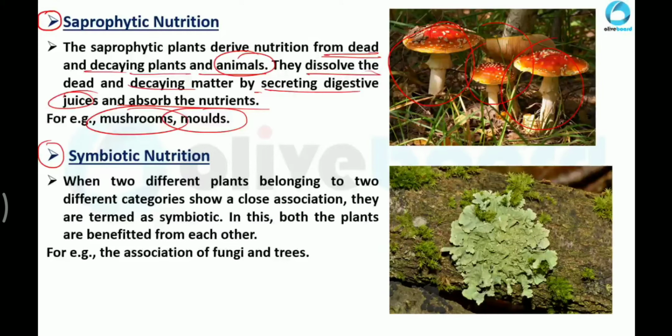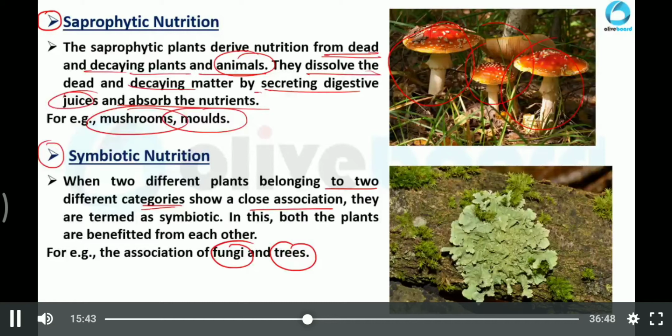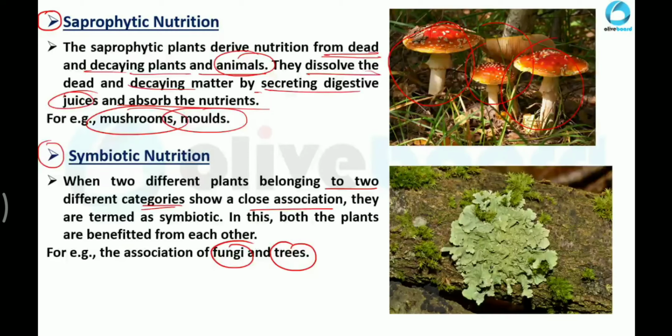Symbiotic nutrition is when two different plants belonging to two different categories show a close association, like fungi and trees. Though these are of two different categories, fungi being one category and normal big trees another, they show a close association, and then they are termed symbiotic plants. In this, both the plants are benefited from each other.